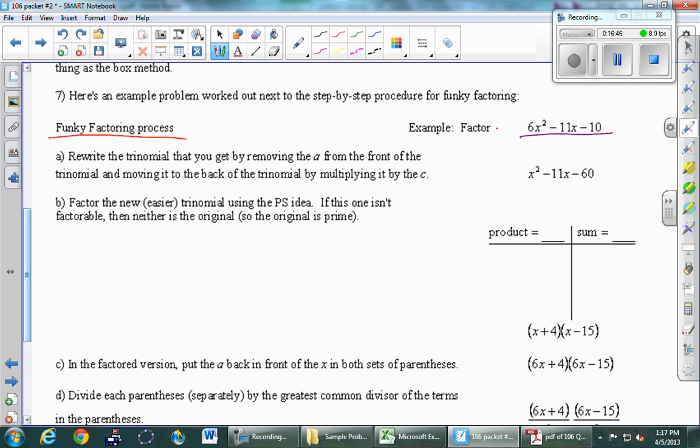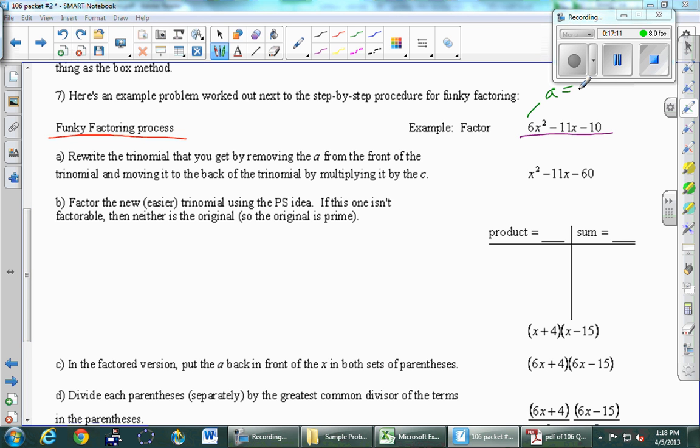So here's the idea. What you're first going to do, says part A, is rewrite the trinomial. That's the thing with the 3 terms. It's underlined in purple right now. That you get by removing the a from the front of the trinomial. a is the first number you see. It's next to x squared. How much is a? 6. So you're going to remove that number. a is 6. And move it to the back.